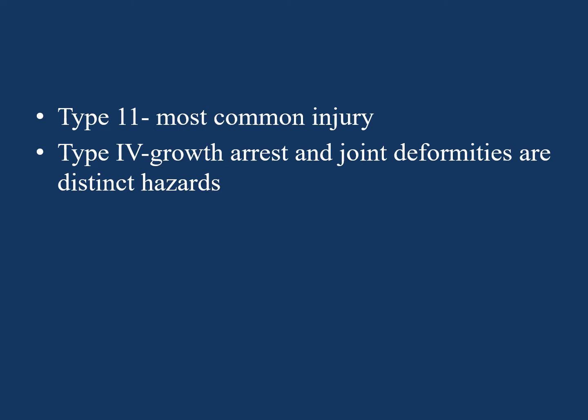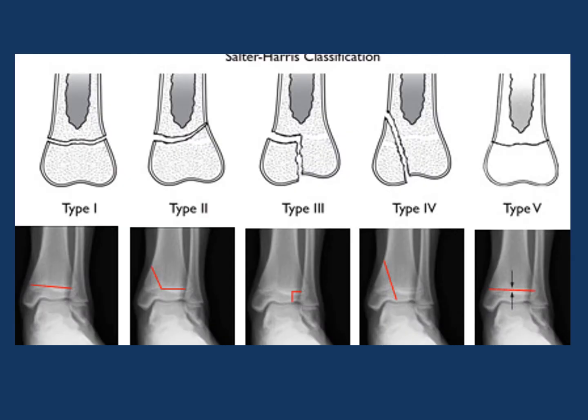So type 2 is the most common injury wherein the fracture passes through the growth plate and also includes a piece of the metaphyseal bone. And type 4, where it involves both the metaphysis and epiphysis, growth arrest, and joint deformities are distinct hazards. Here is the diagrammatic and radiographic appearances of Salter-Harris type of fracture.